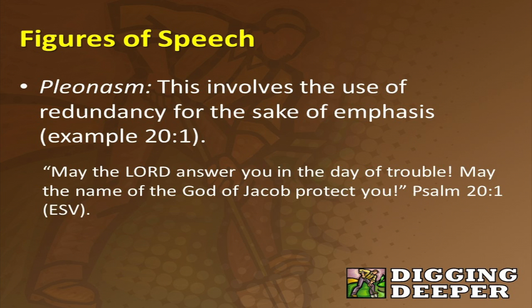The next figure of speech is pleonasm, and this involves the use of redundancy for the sake of emphasis. This may occur with the use of either words or whole sentences. So, for example, Psalm 20, verse 1, may the Lord answer you in the day of trouble. May the name of the God of Jacob protect you. Here, the word name appears to be redundant. It has more emphasis than if only the term God had been used.